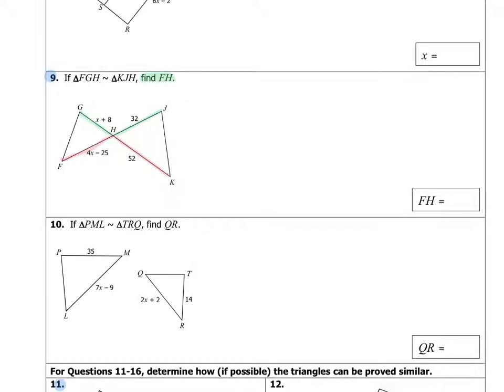Moving on to the next page, number 9. We need to set up a proportion. I, again, have highlighted corresponding parts. So we're going FGH over KJH. This triangle goes on top, this one goes on the bottom. So set it up, solve for x, but they want FH. They want to know how long this side is. So once you know what x is, plug it in right there. So it's 4 times whatever the number is, minus 25. And that'll give you the distance of FH.